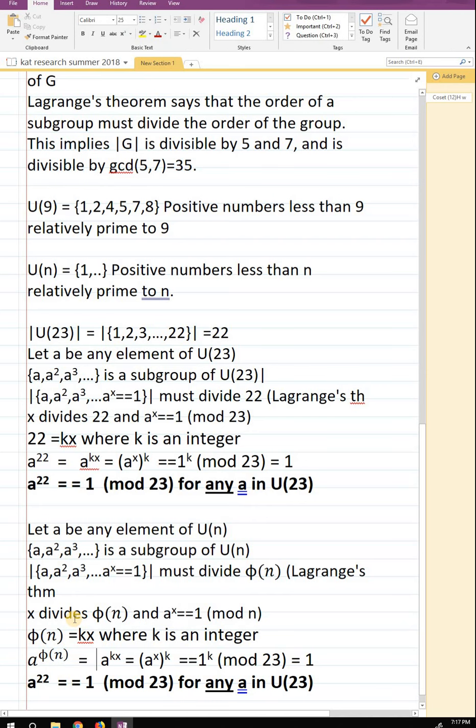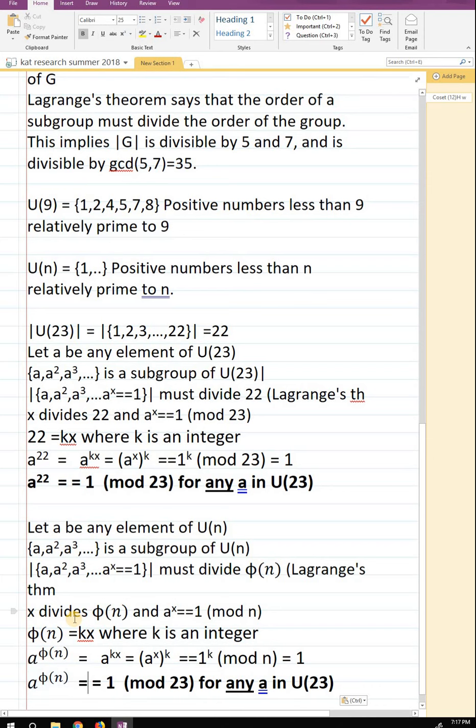So this is still true, and this is still true, and this is still true mod n. So my result was that a to the phi of n is congruent to 1 mod n for any a. Okay. And that's number theory.